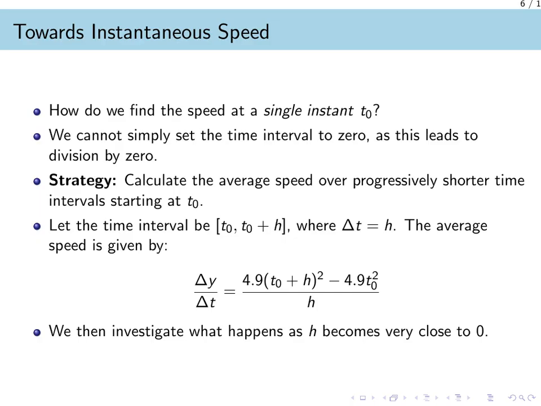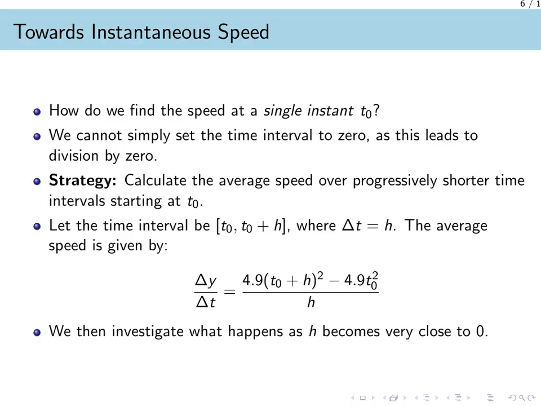To find the speed of an object at a single instant, which we will call time t0, we need a new approach. We know how to calculate average speed over an interval, but a single instant has 0 duration, which means the change in time is 0. Simply using the average speed formula would lead to division by 0, which is an undefined operation.